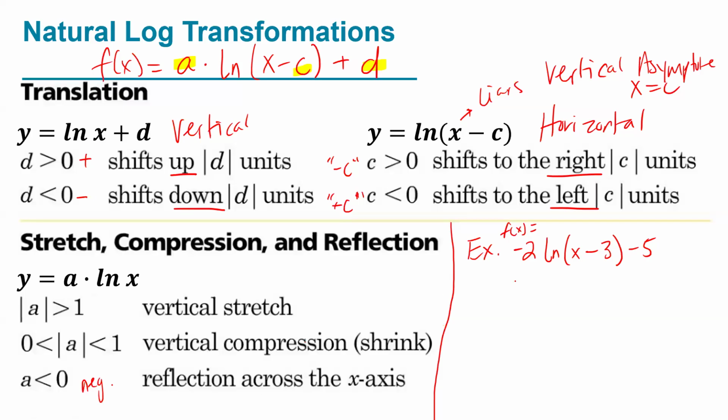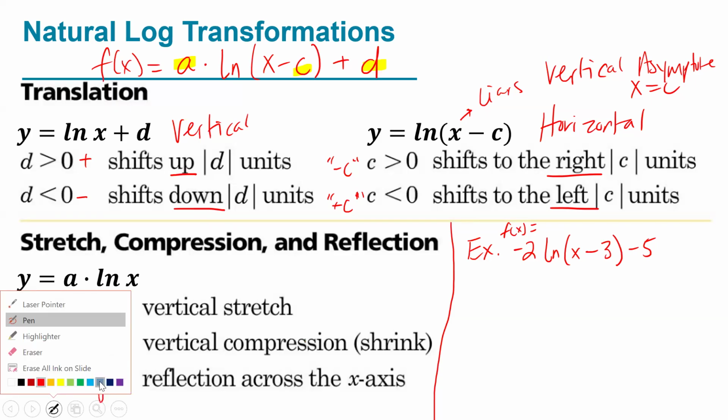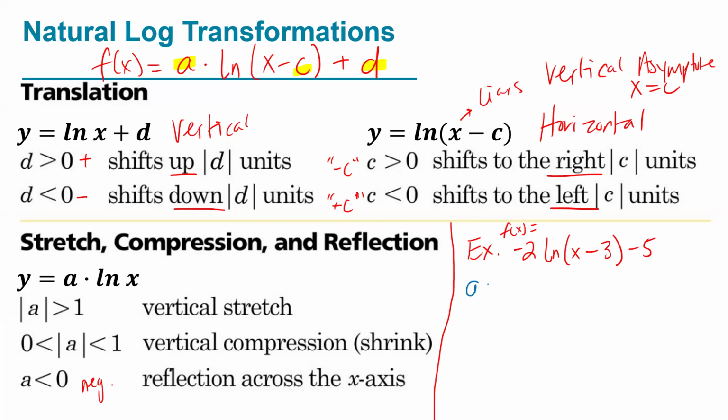Okay, so for this problem, our A is our factor in the front. What are we multiplying by? And that is -2, right?